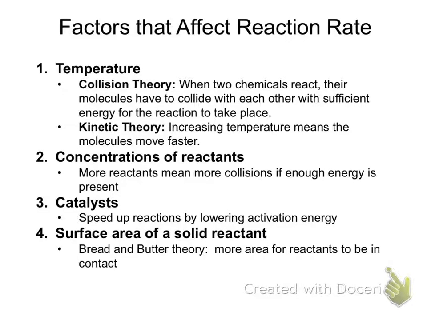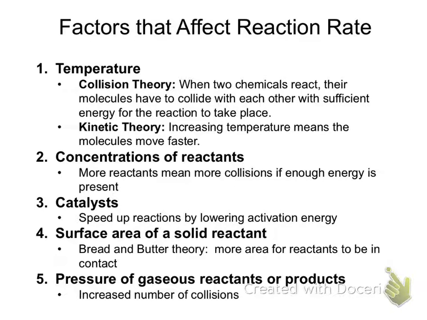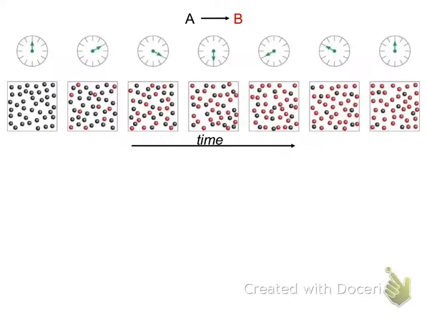And surface area of a solid reactant, kind of like the bread and butter theory: more area for reactants to be in contact with. Okay, so if we've got a larger molecule that's a reactant, and it's got a lot of surface area, you've got more places for the other reactant molecule to attach to that reactant molecule. So you're speeding up the reaction. And also pressure of gaseous reactants or products. If we increase the pressure, we're going to put those molecules closer together. So that'll allow them to collide with each other more efficiently.